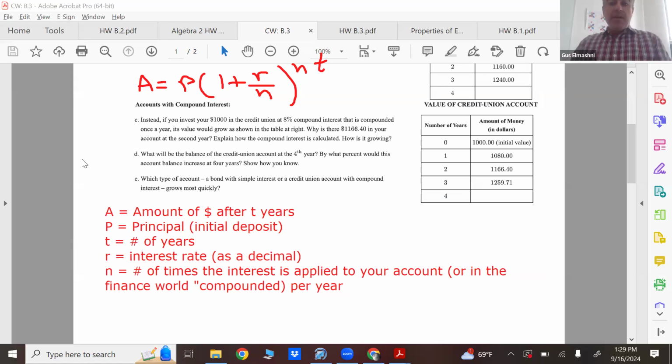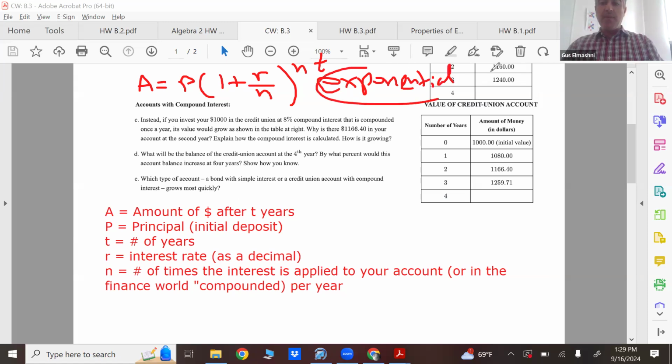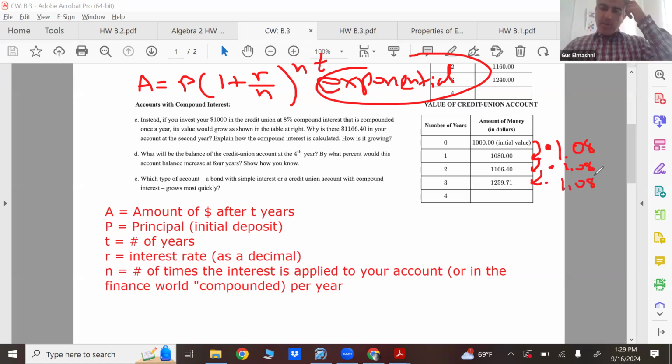All right. So it's a little different. It's an exponential function, not linear. This is exponential. Meaning you're going to be multiplying, not adding. The previous example, we added the same amount over and over again. Here, we're multiplying by the same number over and over again. In fact, what am I multiplying by? 1.08. Over and over again. And you'll see why in a moment.